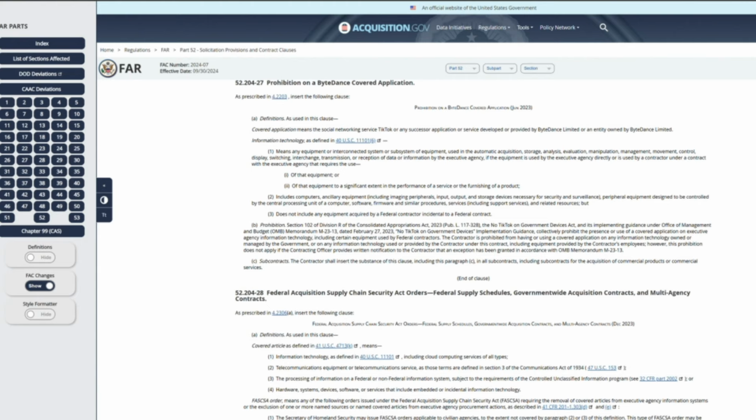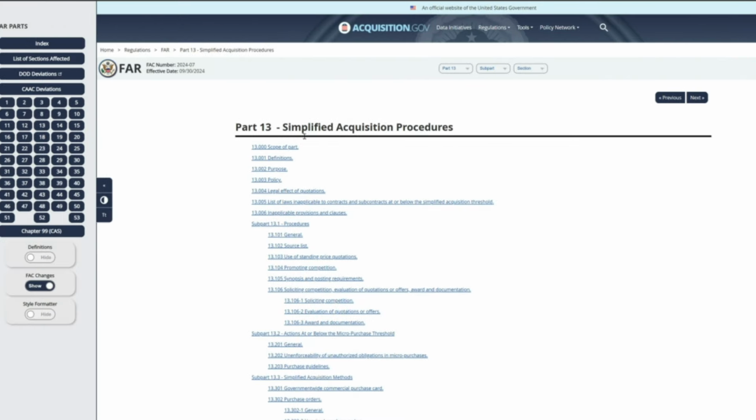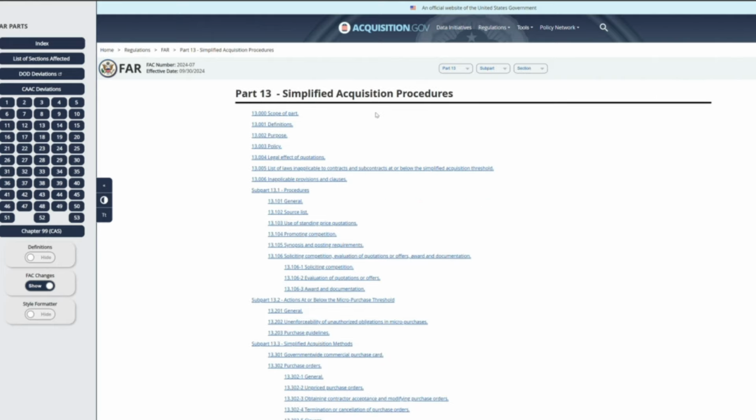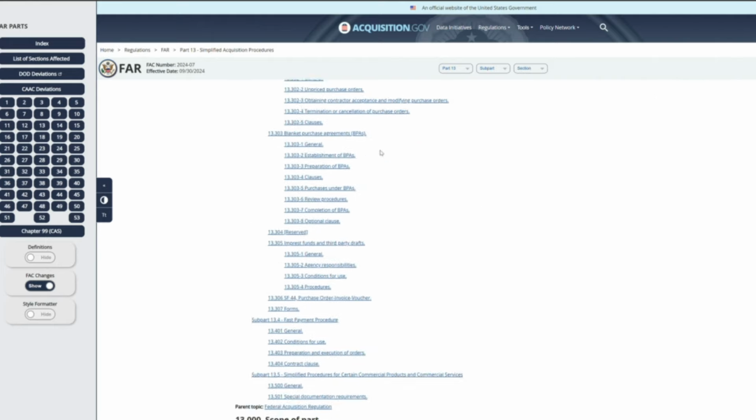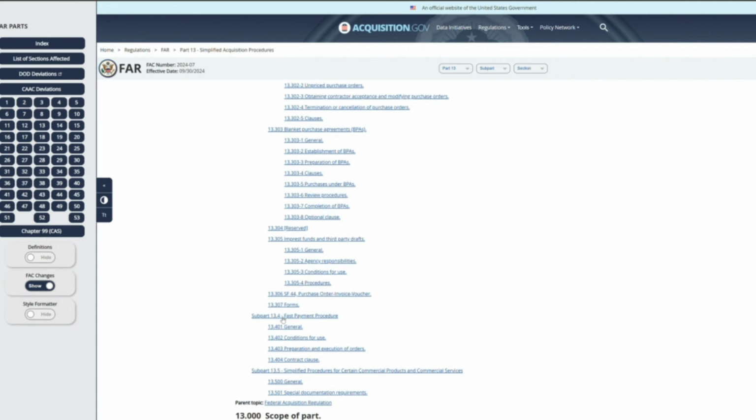To learn more about the P card and the simplified acquisition procedures, you're gonna go back over to acquisition.gov, go to the FAR, and we're gonna go part 13. And as you see, this is the simplified acquisition procedures. You can view subpart 13.4, fast payment procedures, and that will explain what it is about P cards. Okay, now you're ready to submit your bid.